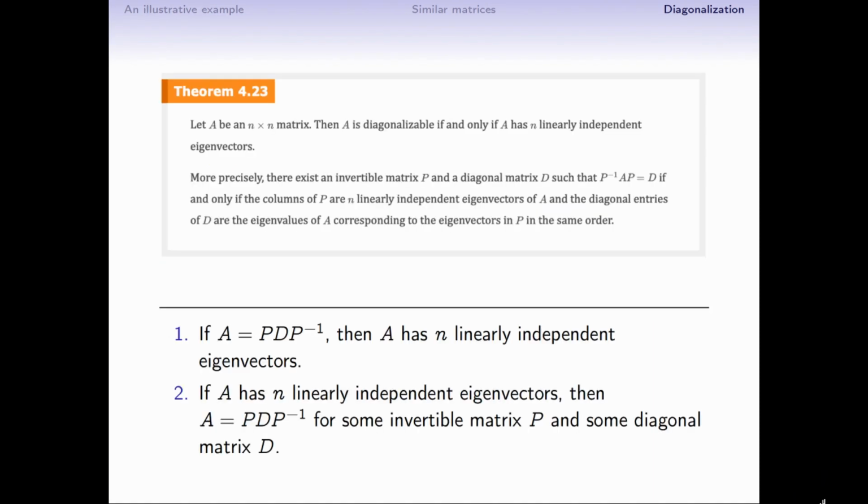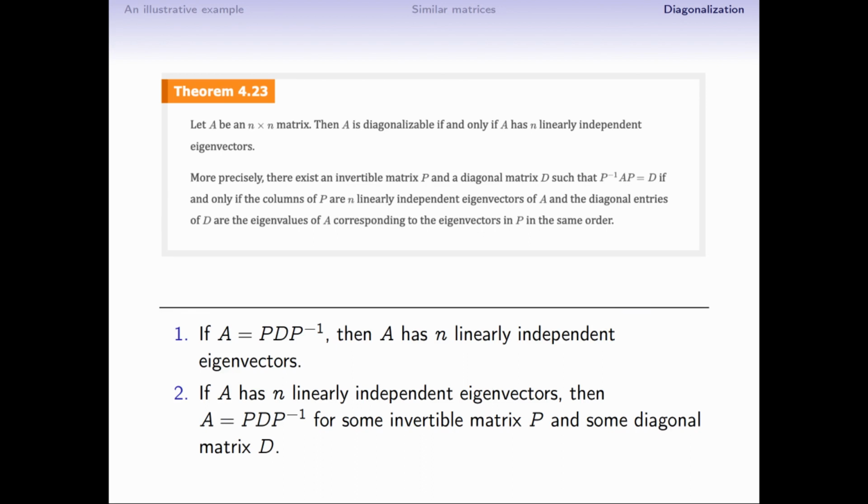Now our next result, theorem 4.23, gives us necessary and sufficient conditions for a matrix to be diagonalizable. So let A be an n by n matrix. Then A is diagonalizable if and only if A has n linearly independent eigenvectors. Now, when we think about that statement, there are really two different implications being asserted. First, it's saying if A is diagonalizable, then A has n linearly independent eigenvectors. And this is essentially what we've already shown in the solution to that problem.